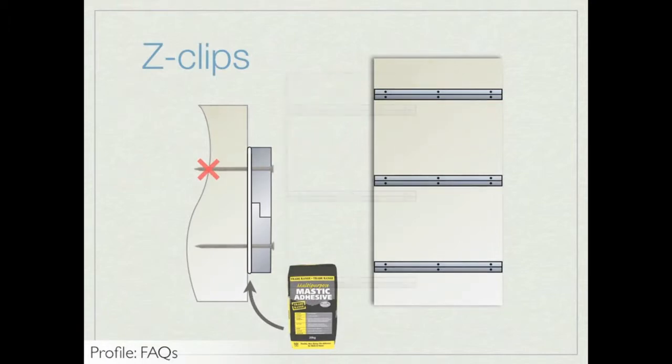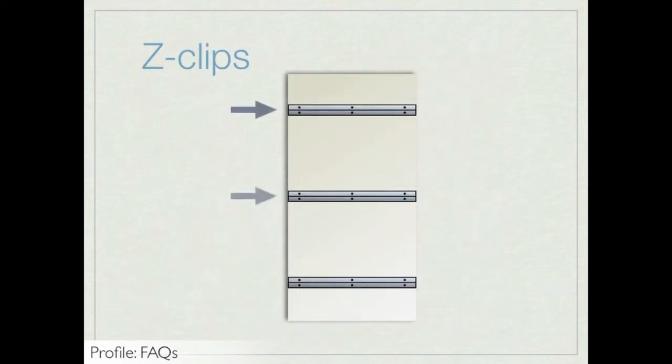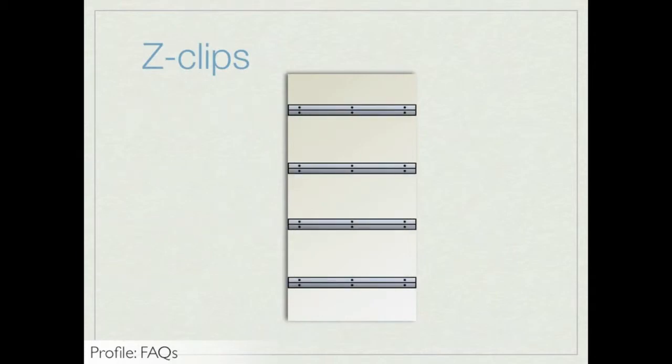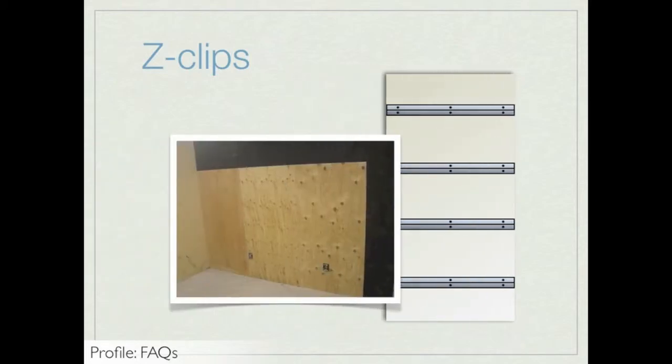A minimum of 3 rows of Z-clips is necessary per 8-foot tall panel. Rows of Z-clips should be situated on the top and bottom edge of the panel, with additional rows spaced evenly between. Also, plywood or solid wood in-wall blocking is required. If you're using panel cleats, then they should be installed in the same way as Z-clips.